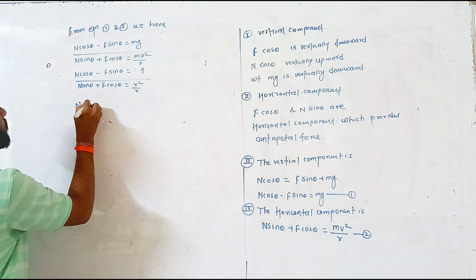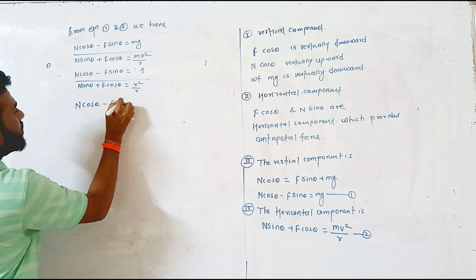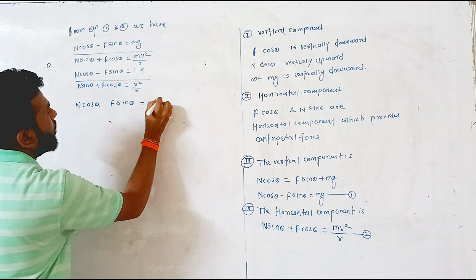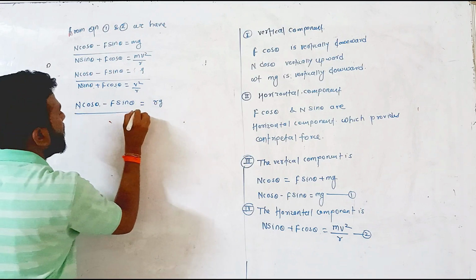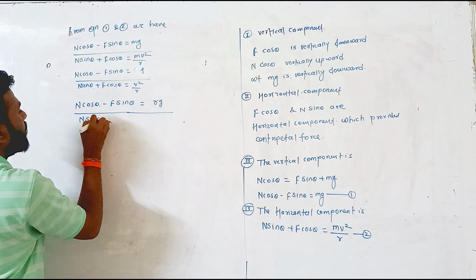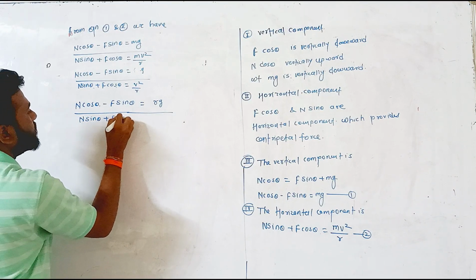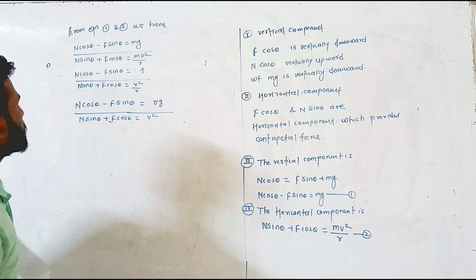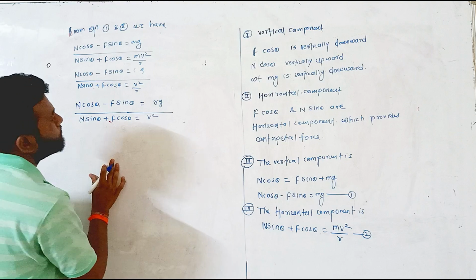So n cos theta minus f sin theta equal to rg divided by n sin theta plus f cos theta equal to v square. Okay.